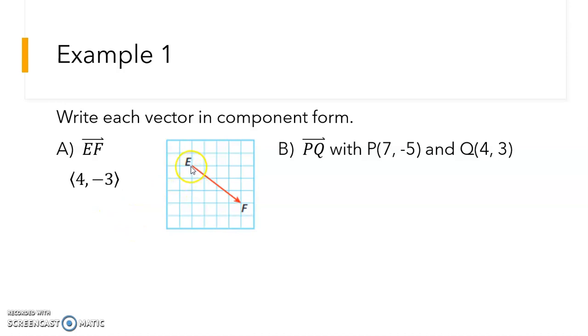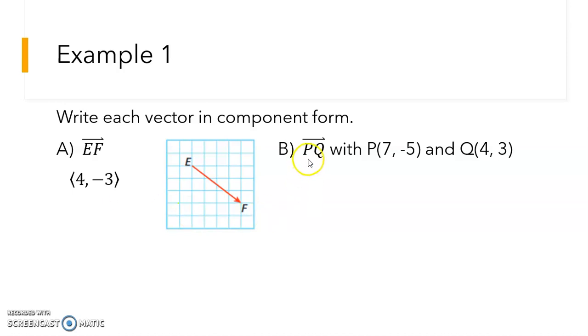I counted from E to F. It went 1, 2, 3 units down and 1, 2, 3, 4 units over. Okay, so the X change was 4 and the Y change was -3 because it went down. And it works just like when we're graphing. If you go down, it's negative. If you go up, it's positive. Okay, so that was it for this example.